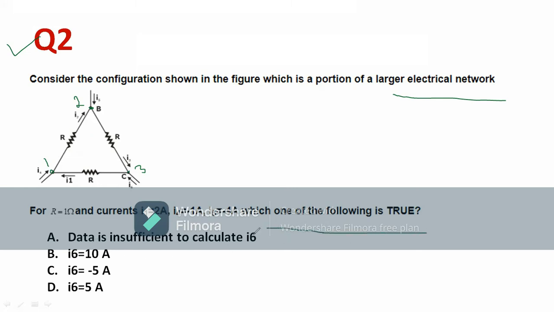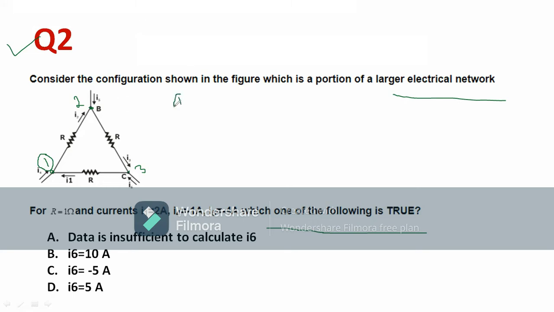Data is insufficient to calculate I6. I6 equal to 10 amps. I6 equal to minus 5 amps. I6 is equal to 5 amps. Which could be the right answer? It's a very simple question. You can manage it very fast. Let us consider node 1. According to KCL, apply KCL. The sum of incoming currents is equal to the total sum of outgoing currents at a particular junction. Look at junction 1, or node 1.